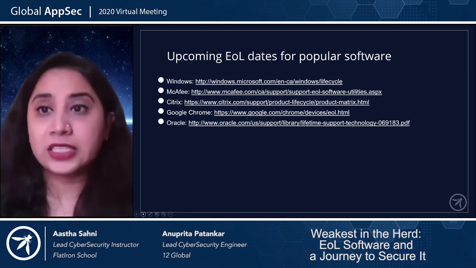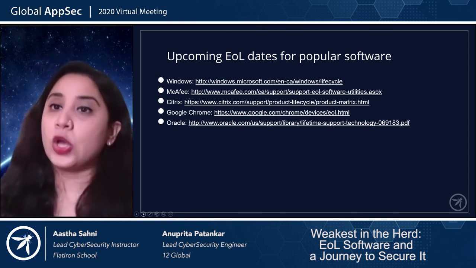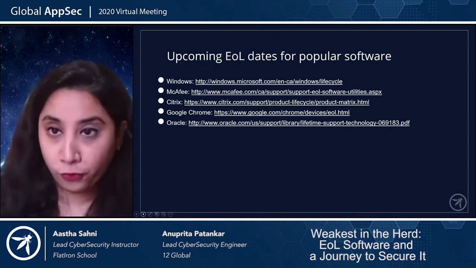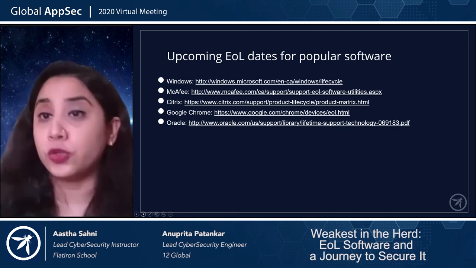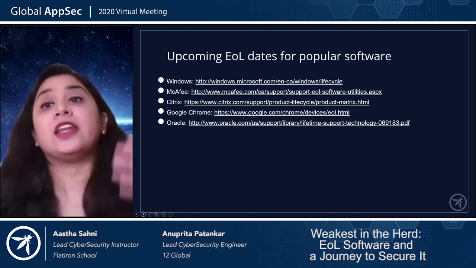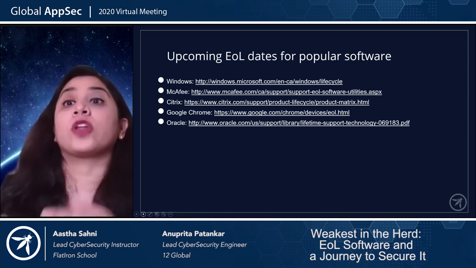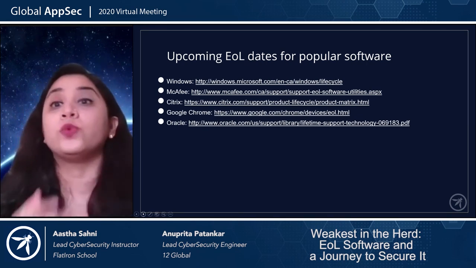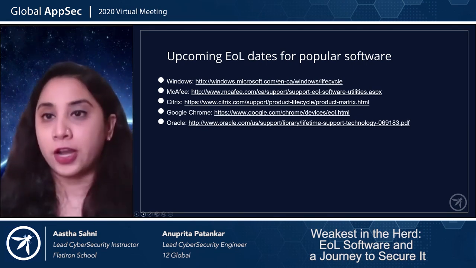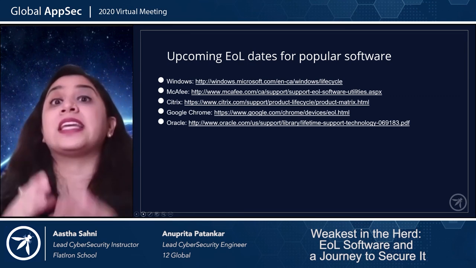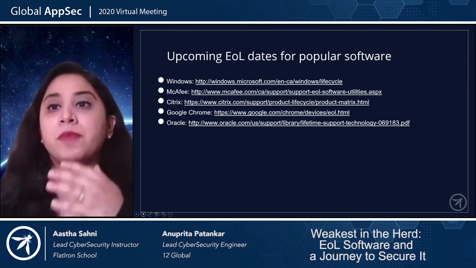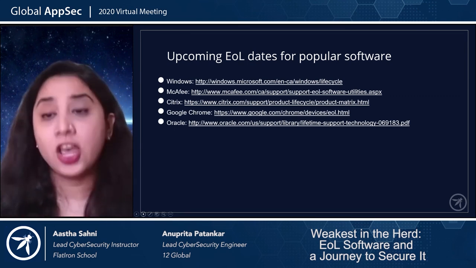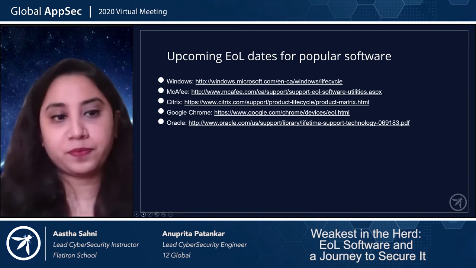And here is a list of upcoming EOL dates for some popular softwares, which organizations can utilize for their reference. They can leverage this list and find out if they themselves are using any possible future end-of-life softwares, so that they can start their planning, implementation, and prevention strategy from this stage only.